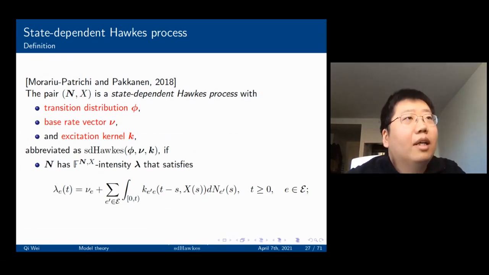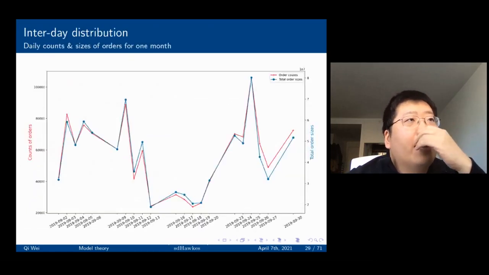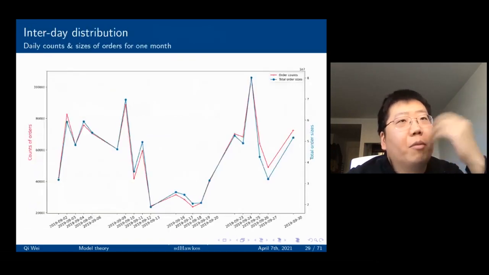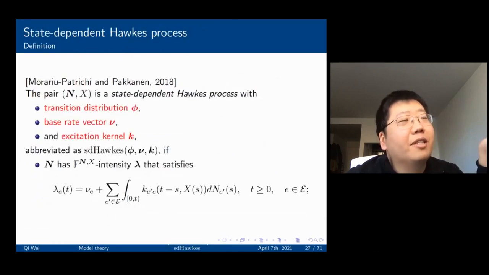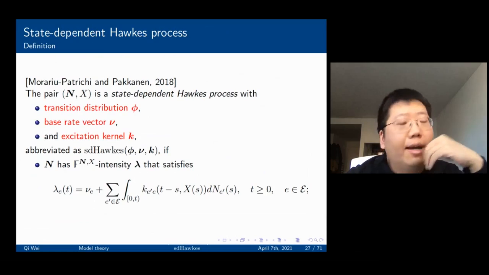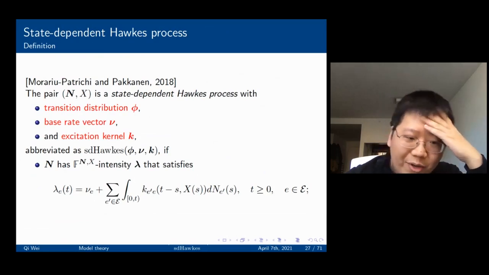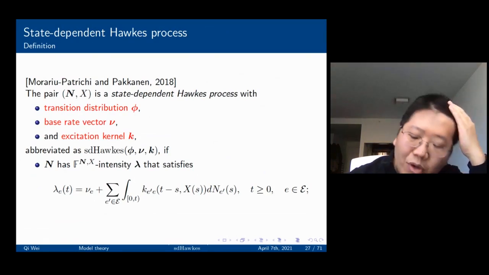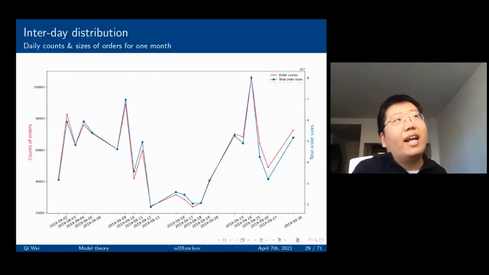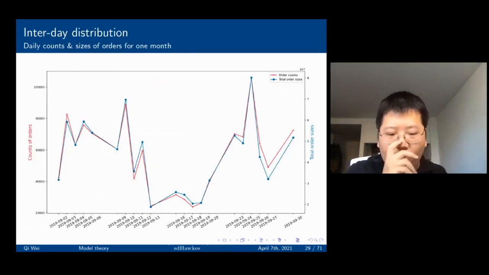Thank you. So I think this part is a little bit more business. So instead, this is a point process. This is a state-dependent Hawkes process we want to use to model the order flow. But remember that in practice we also have this kind of intraday or daily distribution. What does that mean?